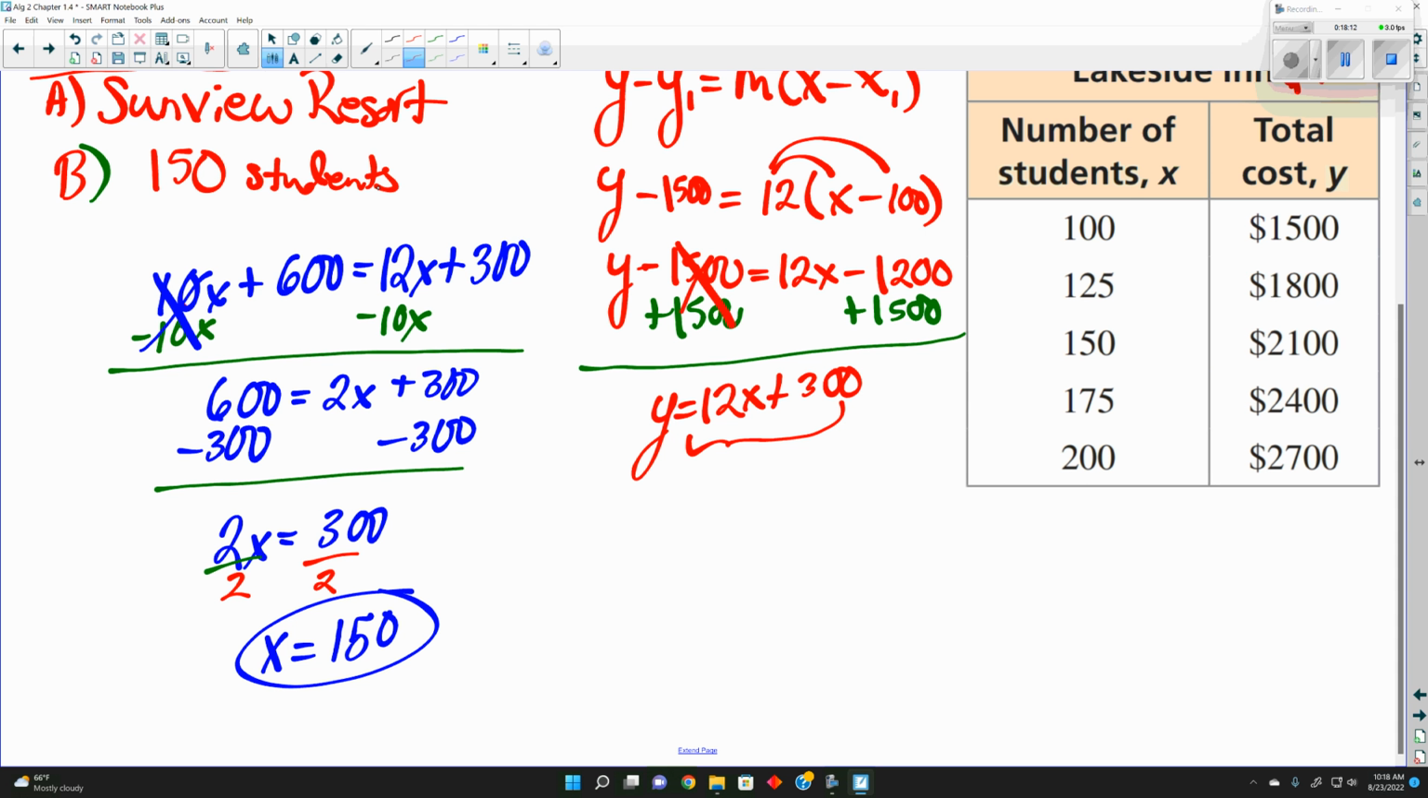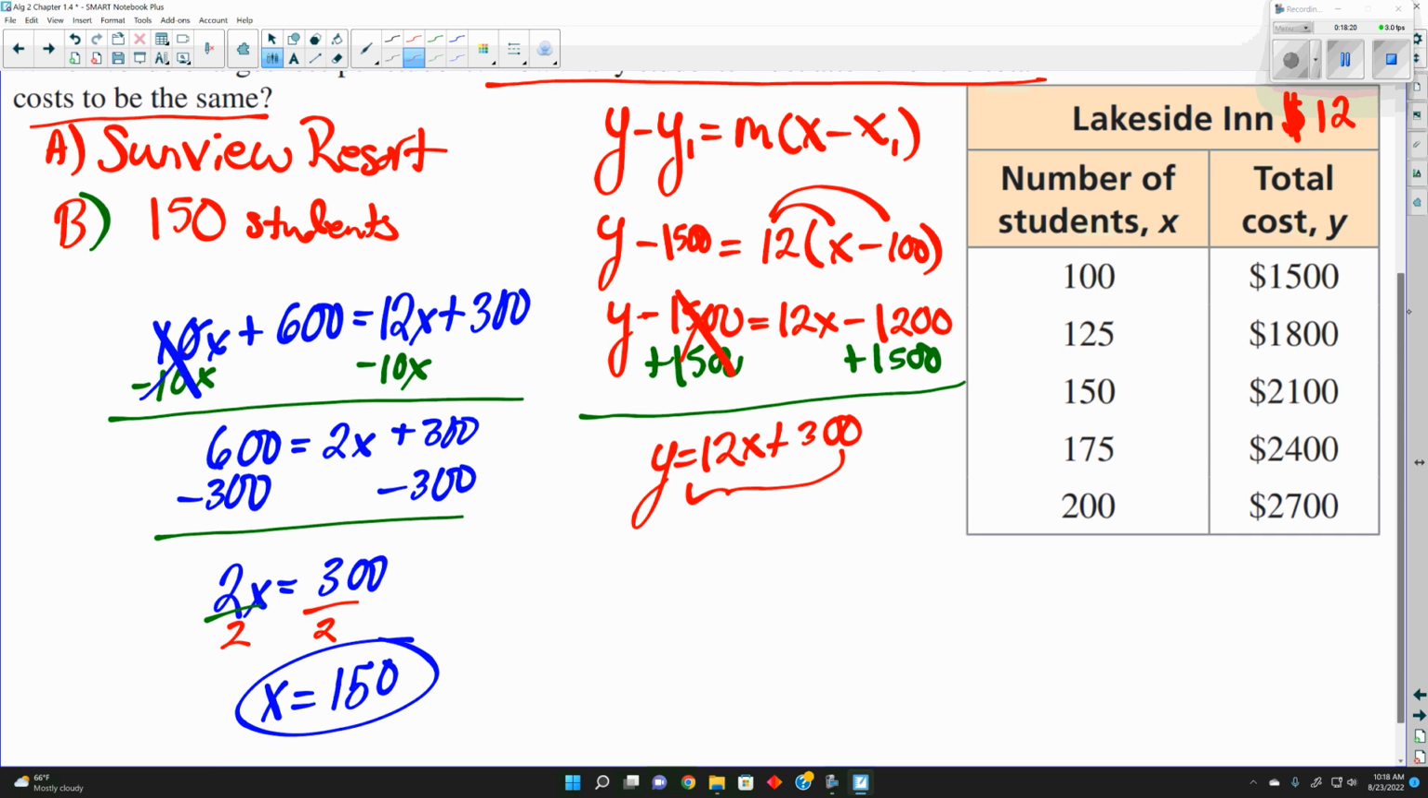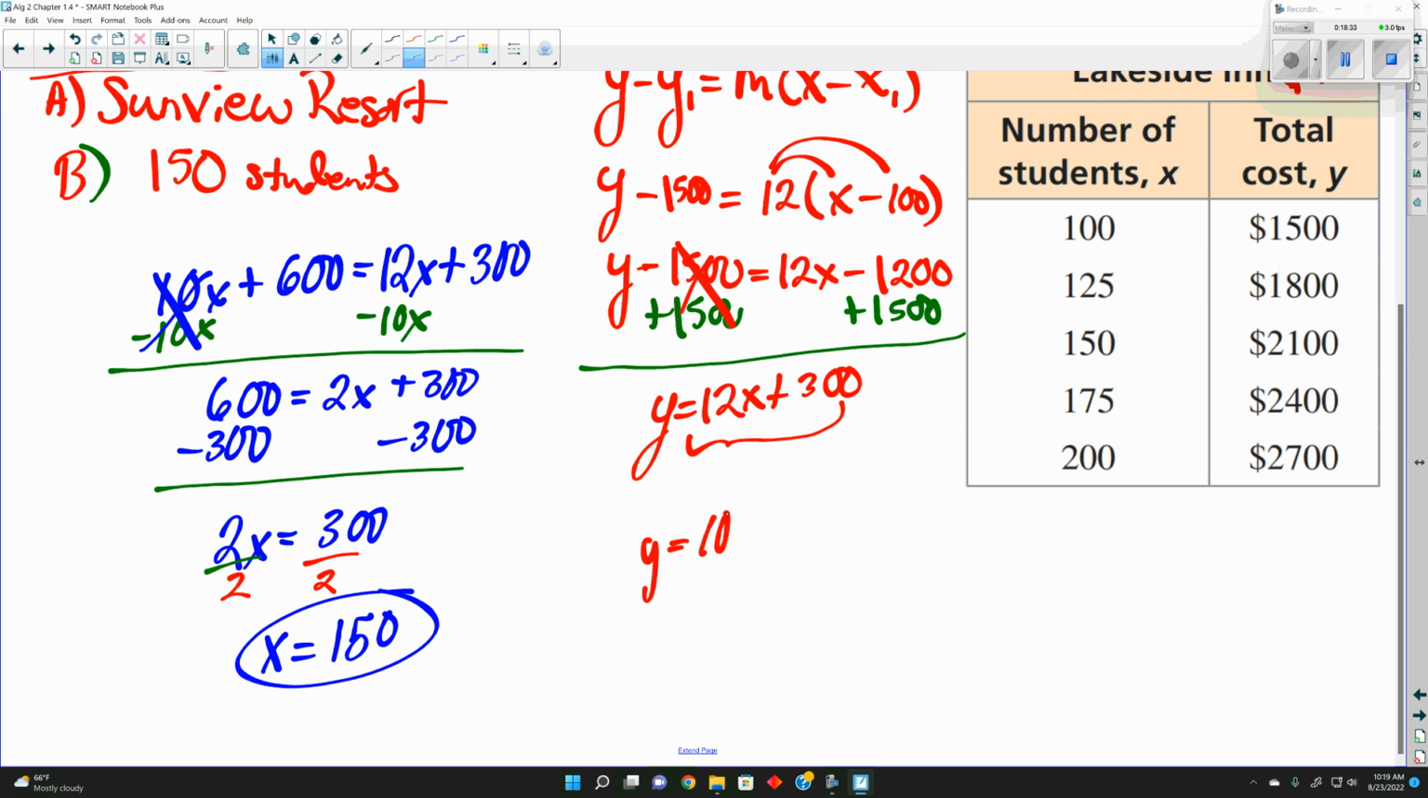Because that's where they're going to be the same, yes? Which one's cheaper if we have less than 150 students? So the y-intercepts are b, yes? For these two equations, we have this one here, and I'll write the one below it. You don't have to write the one below it. I'm just putting it down here so we can see it. These are our two equations, yes?